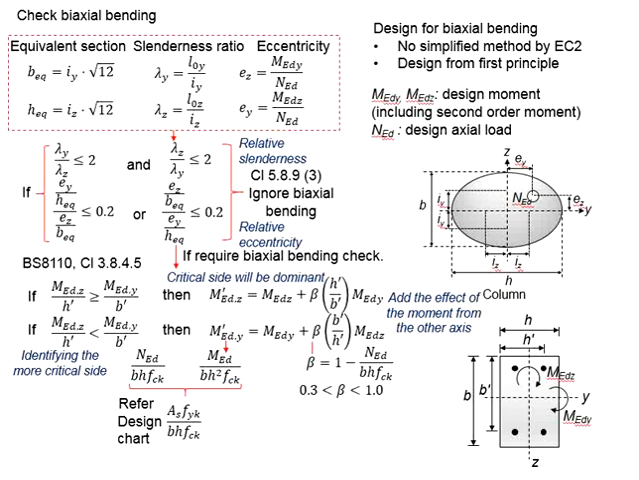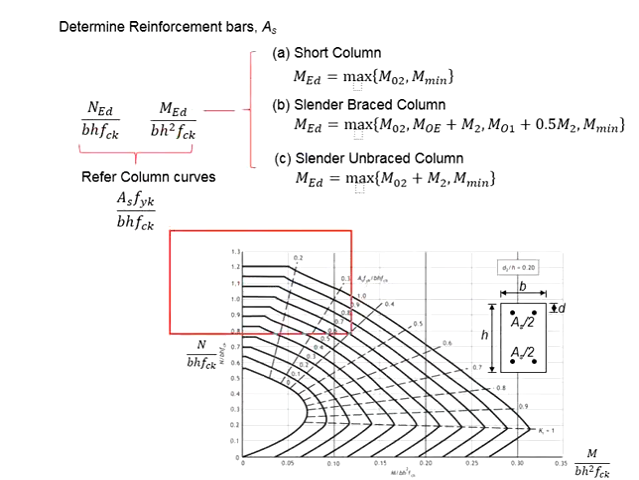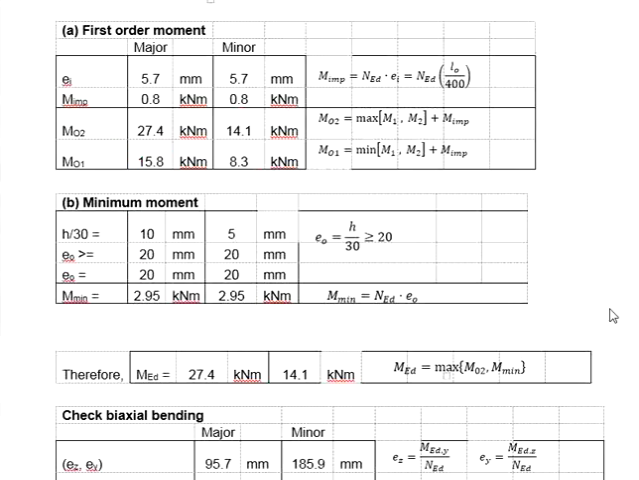In the case that biaxial bending can be ignored, then you will use the design chart to determine the amount of reinforcement bar required separately for both the major and the minor axis. The larger As required shall be adopted.